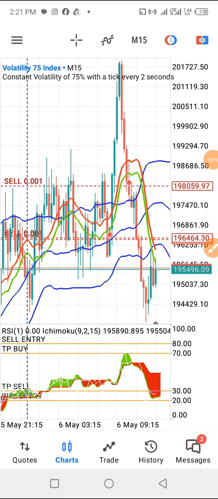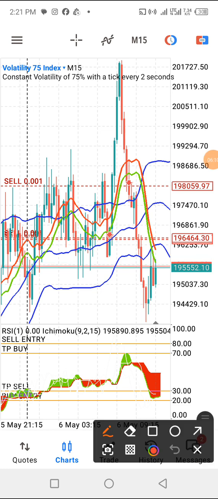Already I have a trade running there before now. I took this entry on the 5-minute time frame. So you will notice that price has been dropping all the way down. Immediately it crossed the first Bollinger line, which is the red line, I took my entry on the 5-minute time frame.